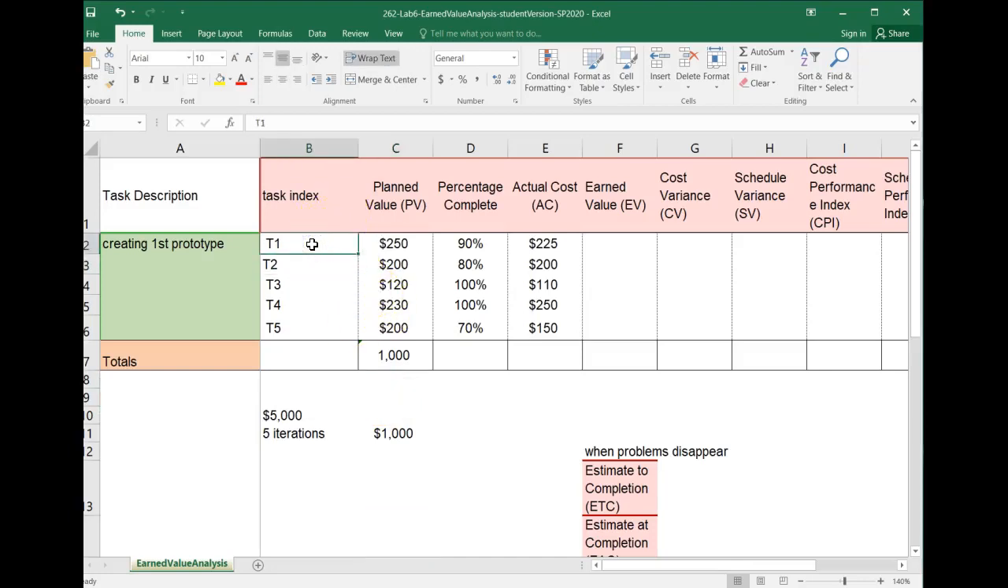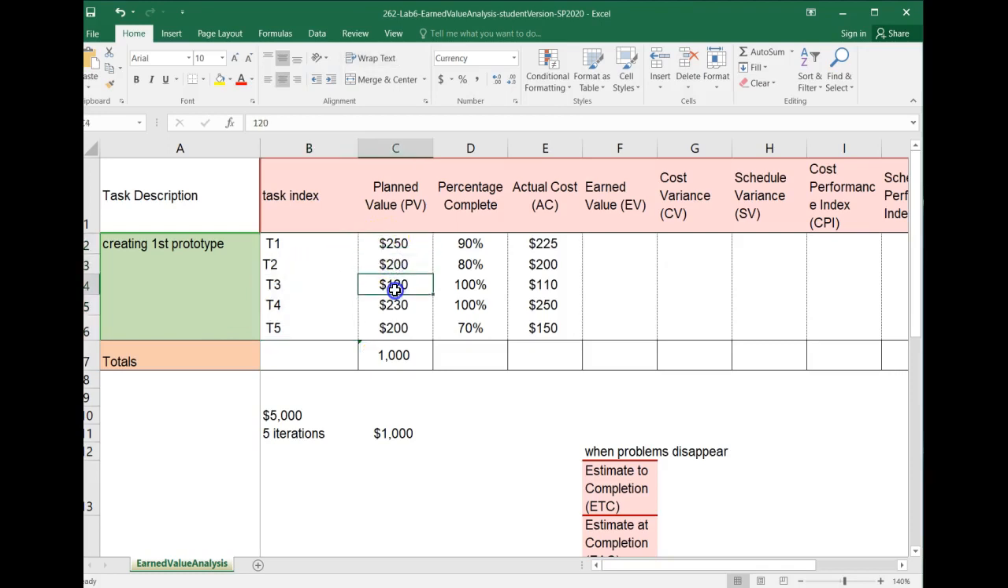Go ahead on the RegNet page. You can download this Excel file and you can start working with me. This is a $5,000 project. In 5 iterations, each iteration you're going to achieve $1,000 worth of work. So these are your tasks for creating the first prototype.